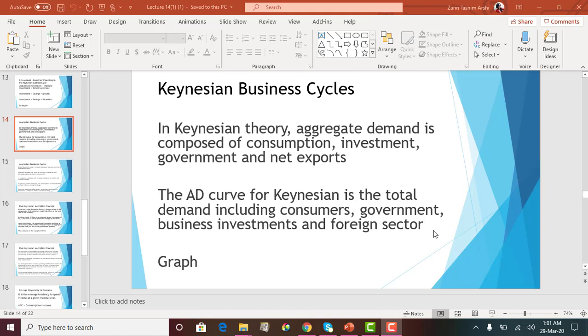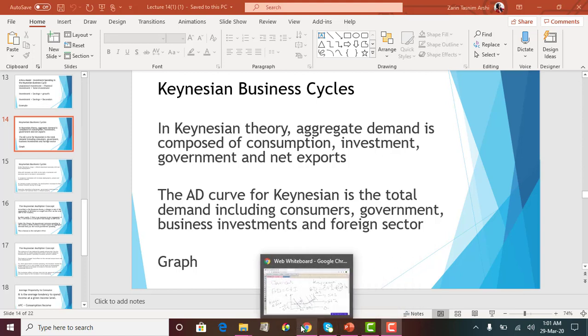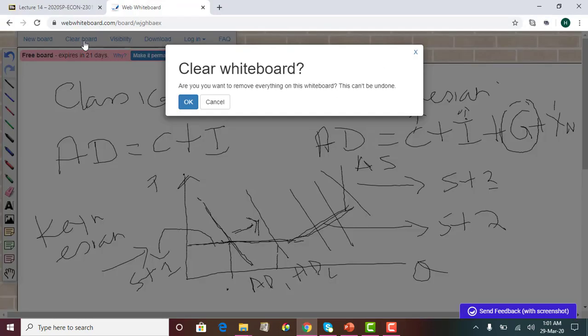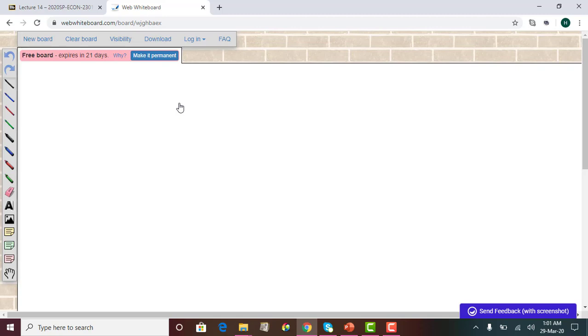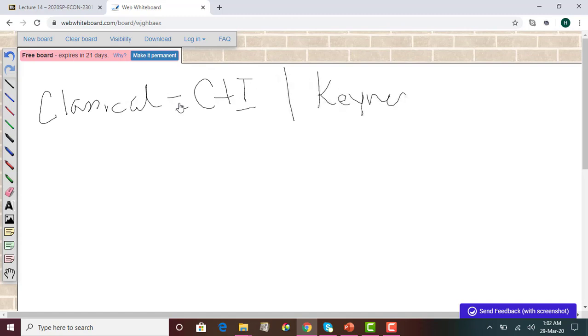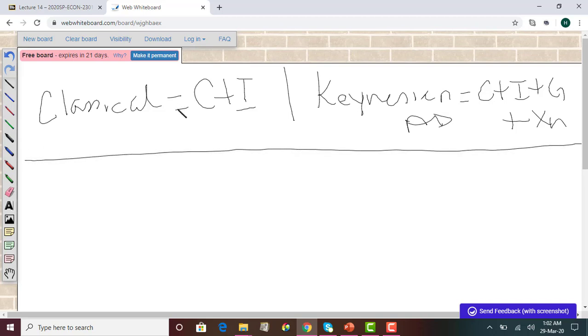All right, folks. So when we look at the Keynesian business cycle, the Keynesians say that the aggregate demand is actually composed of consumption, investments, government, and foreign sector. So that's another big difference between classical and Keynesians. If you remember, for classical, the aggregate demand was composed of only C and I, okay? But in Keynesian, they say that the aggregate demand is actually composed of C plus I plus government plus the foreign sector, okay? So that's another big difference between the two.